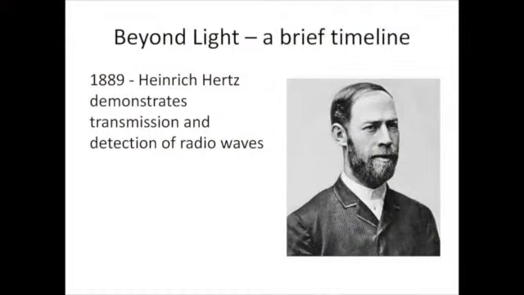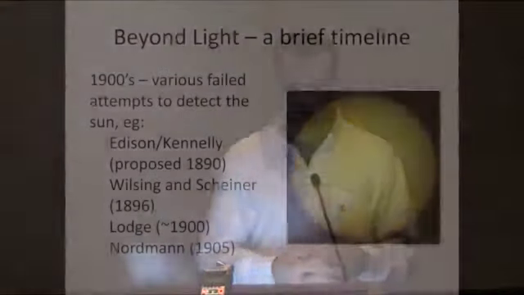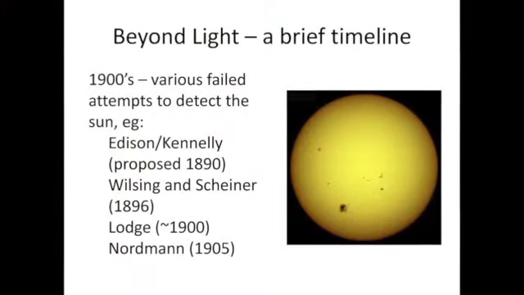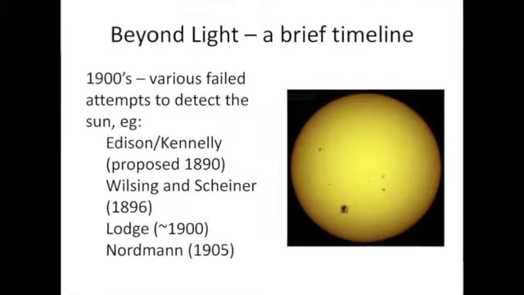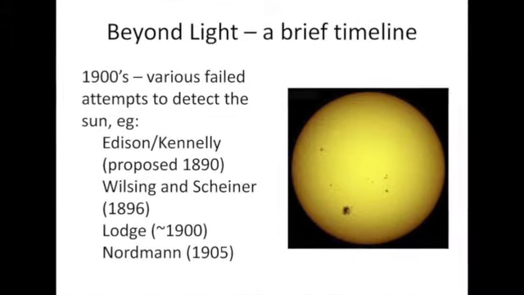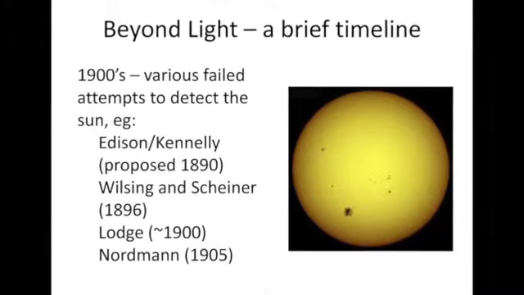Then finally in 1889, Heinrich Hertz demonstrated the transmission and detection of radio waves. So now this was really becoming accepted in mainstream science. And people realized that they could observe the sun, for instance, in the radio waves. And there were various attempts in the 1900s to do this. So Edison and Kennelly wrote a proposal for this. It's not clear whether they proceeded with that, but either way, no positive results came from it.